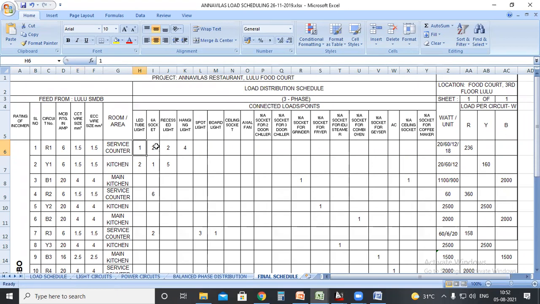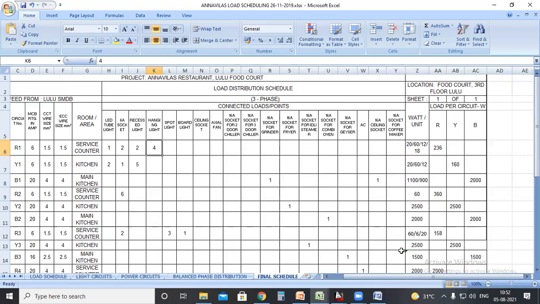LED tube light 1 number, a 6 ampere socket 2 numbers, recess light 2 numbers, hang light 4 numbers. And the total unit mentioned here in a different format means LED tube light is 20, socket is having 60, recess light is having 12, and the hang light is having 18. Altogether, after multiplying and adding, you will get 236.